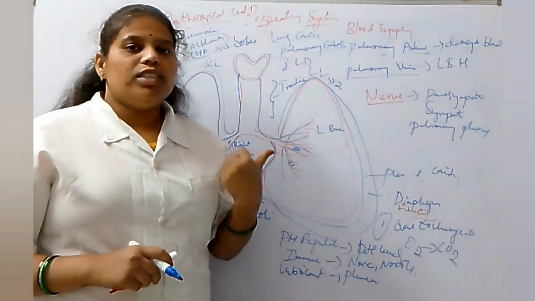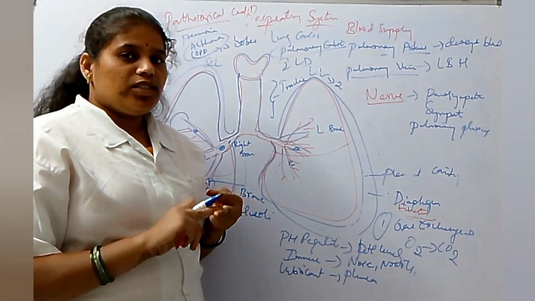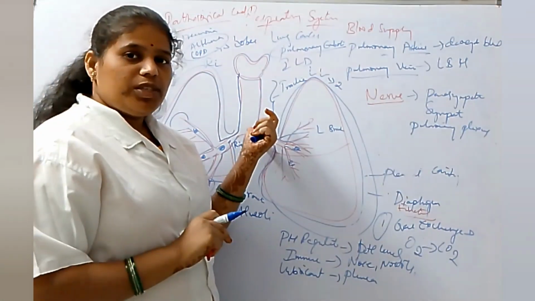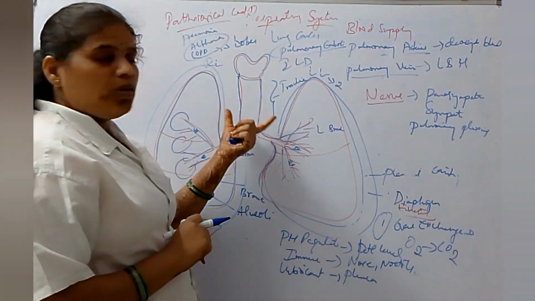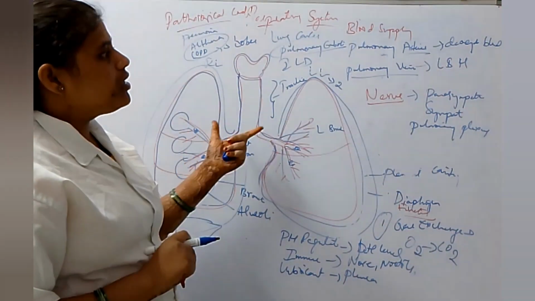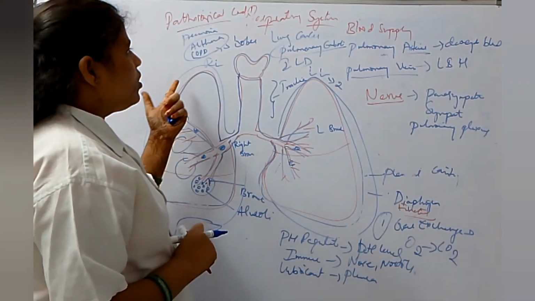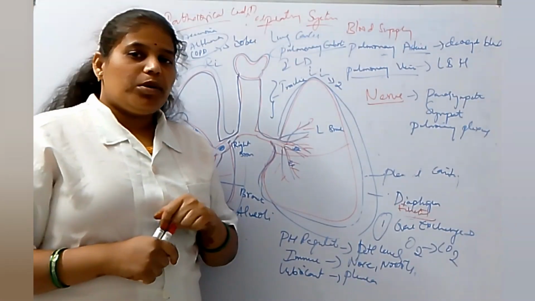So in this class we have discussed the structure of the respiratory system, which includes the lobes, tracheal tree, larynx, the blood supply and nerve supply, the functions, and some pathological conditions. This is about the lungs.